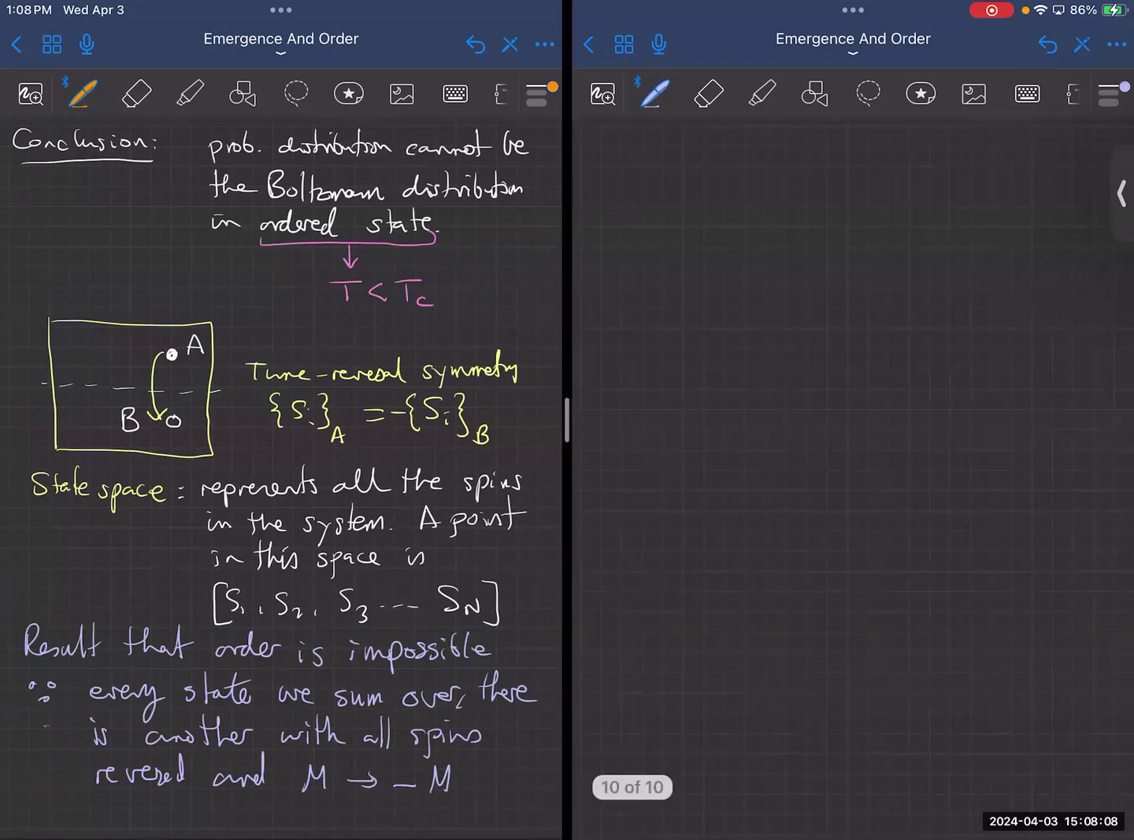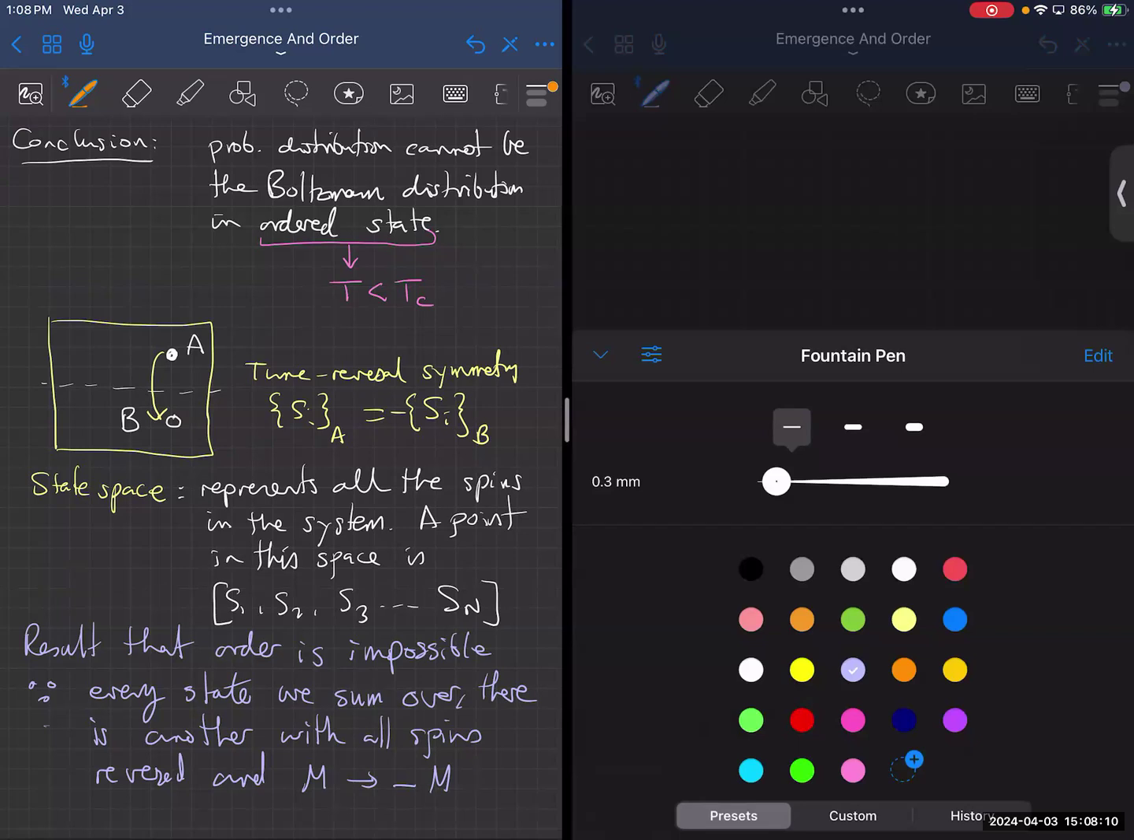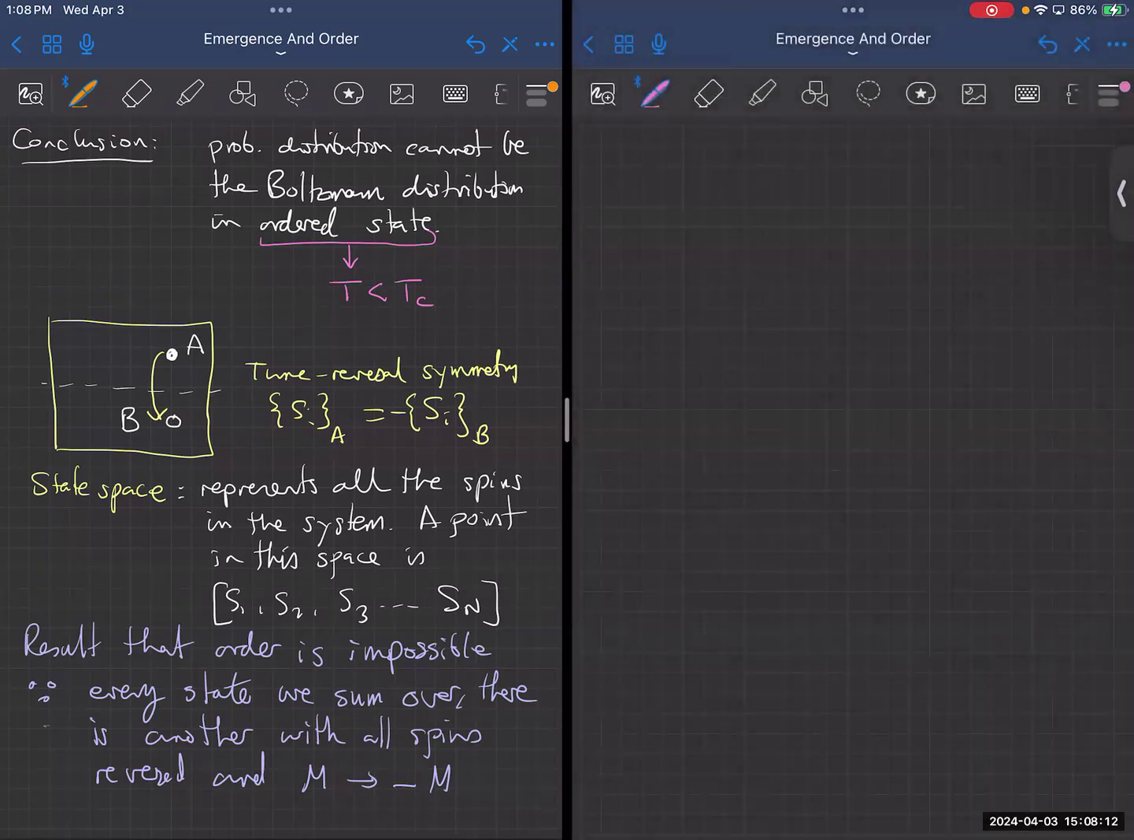So now we're going to do something that we didn't do before. Now what we're going to do is ask what happens when we add an external field.